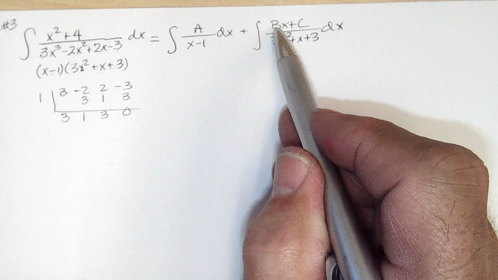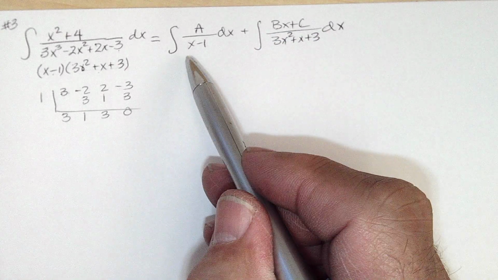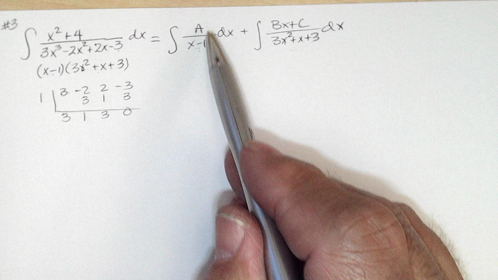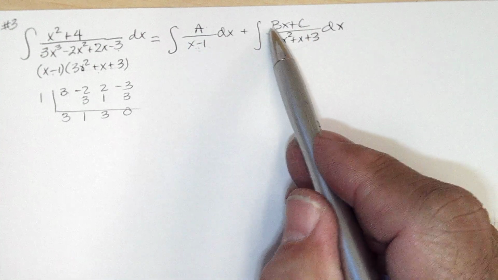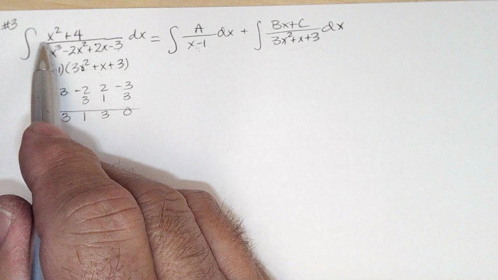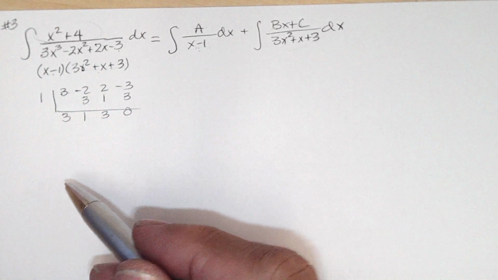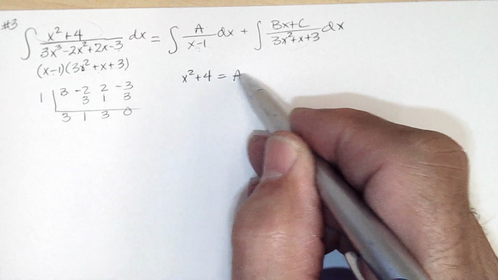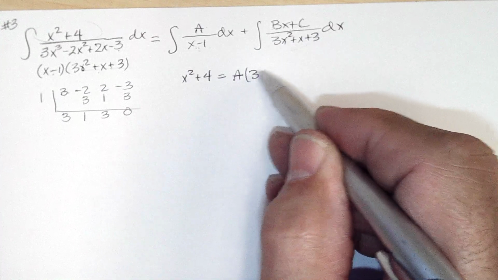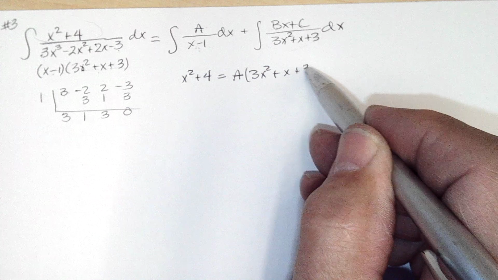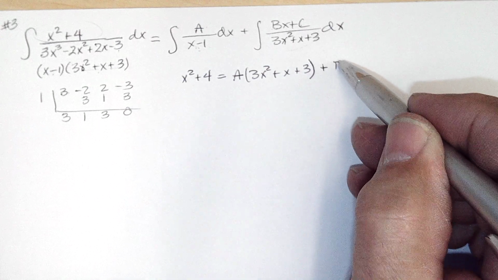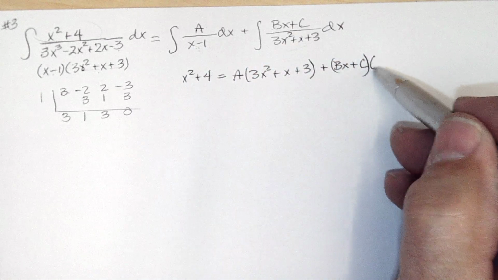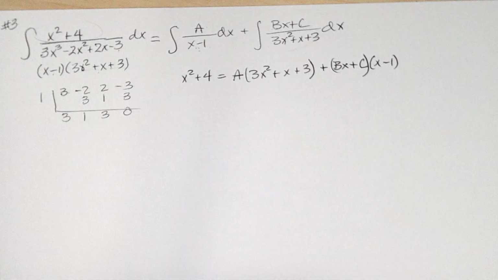And then to figure out what the A, B, and C are, we multiply by the common denominator, or make common denominator. So this one would have to be multiplied by that numerator and denominator. And this one would have to be multiplied by that numerator and denominator. And those together should make x squared plus 4. So I'm going to write x squared plus 4 should equal A times that plus Bx plus C times x minus 1. And now I'm going to solve for A, B, and C.